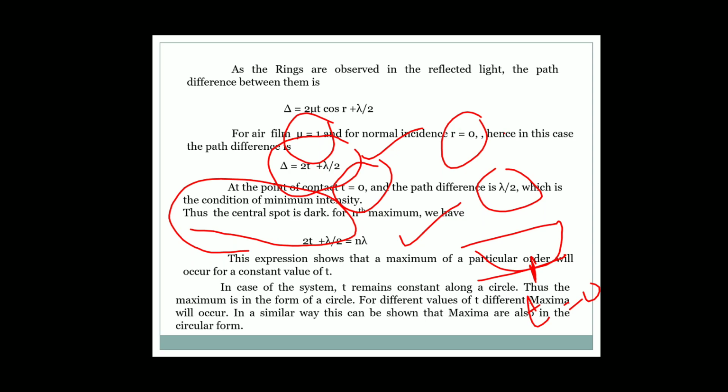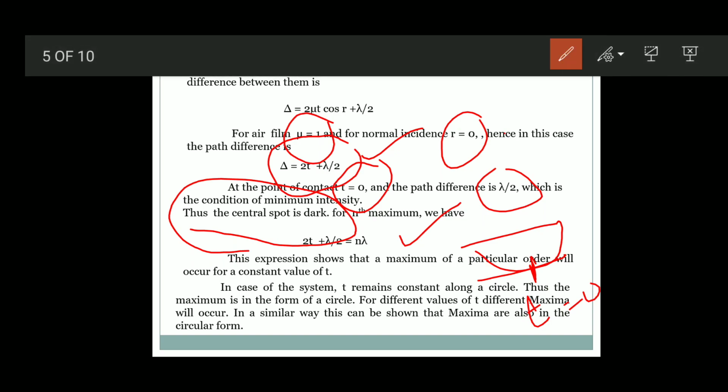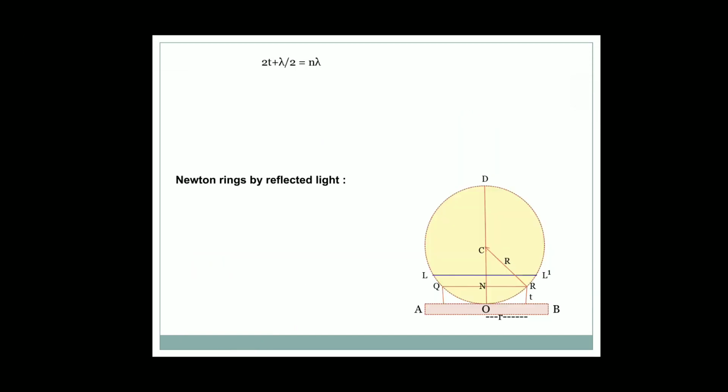because in this diagram, that is in this curved surface, at this place, of course, this is a circular place, the thickness t remains constant. So the maximum is in the form of a circle. So for different values of t, different maxima occur. So the bright fringes are in circular form. So Newton rings are in the form of circular shape.